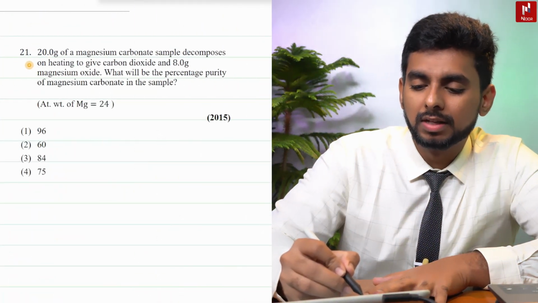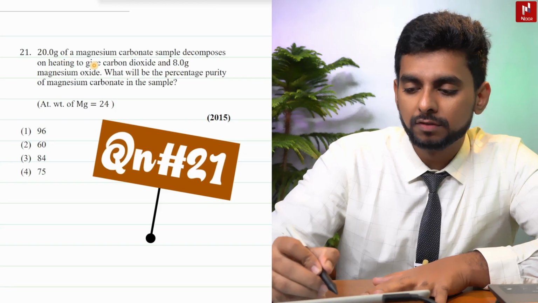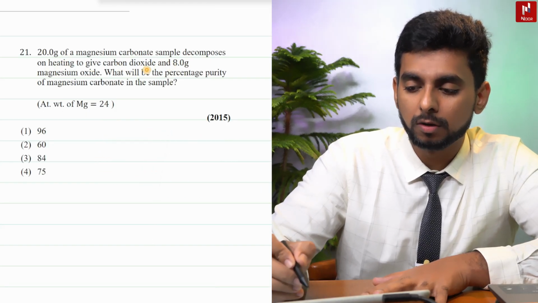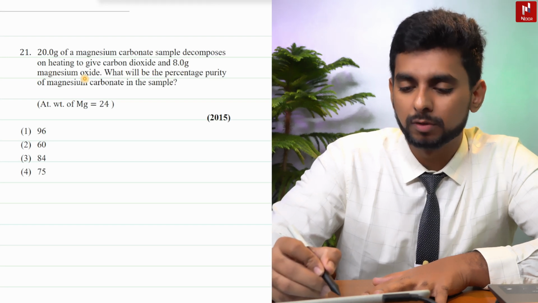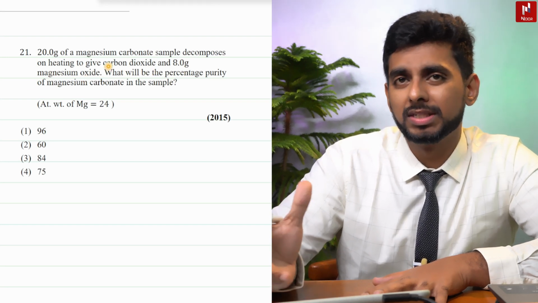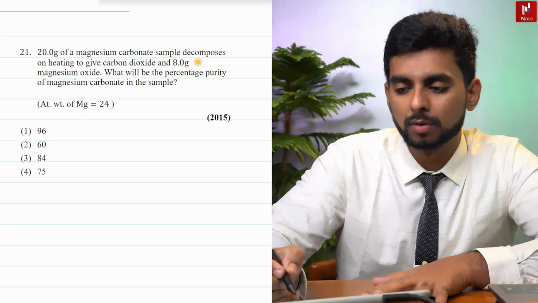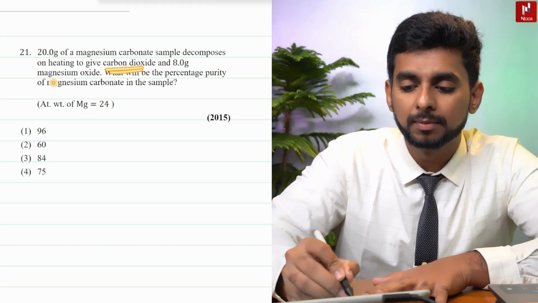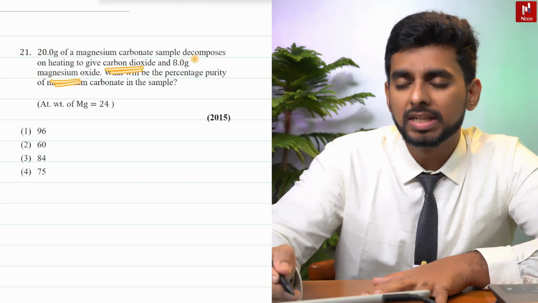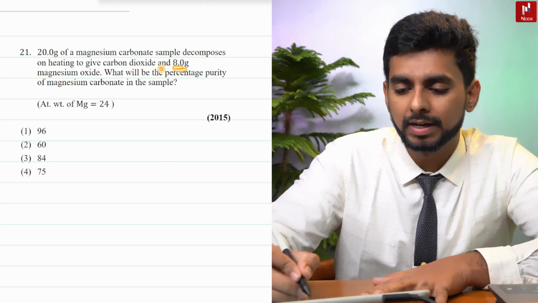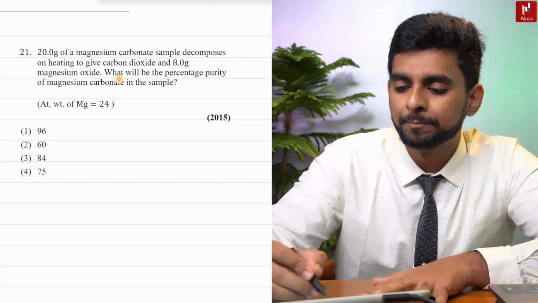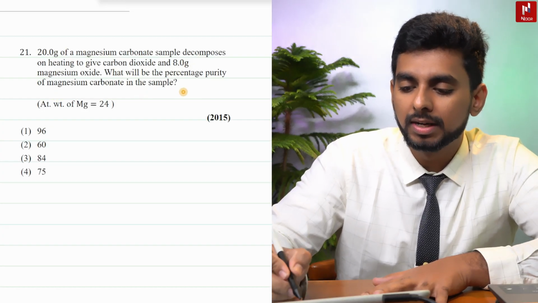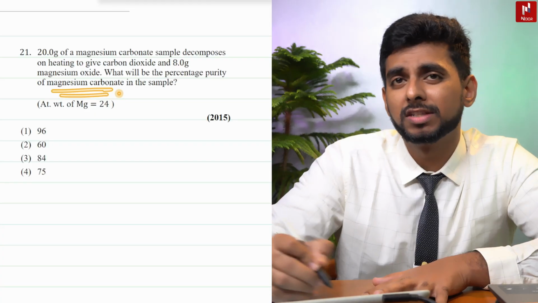In this question, they have given us a 20 gram magnesium carbonate sample that decomposes on heating to give carbon dioxide and 8 gram of magnesium oxide. So you have got a mixture which has 20 gram of magnesium carbonate, right? Once you heat it, I was able to produce carbon dioxide and then the magnesium oxide, and the magnesium oxide that got formed was equal to 8 gram, right? So that's the first statement. Then you have got the question: what will be the percentage of purity of magnesium carbonate in the sample? So I just need to get the percentage of purity.